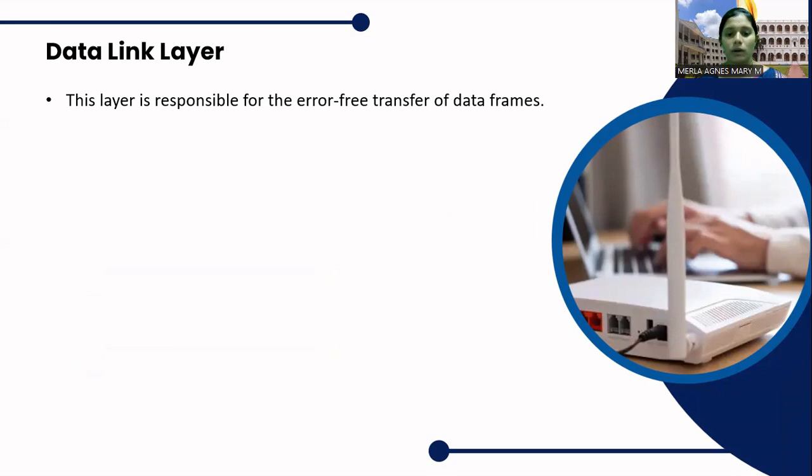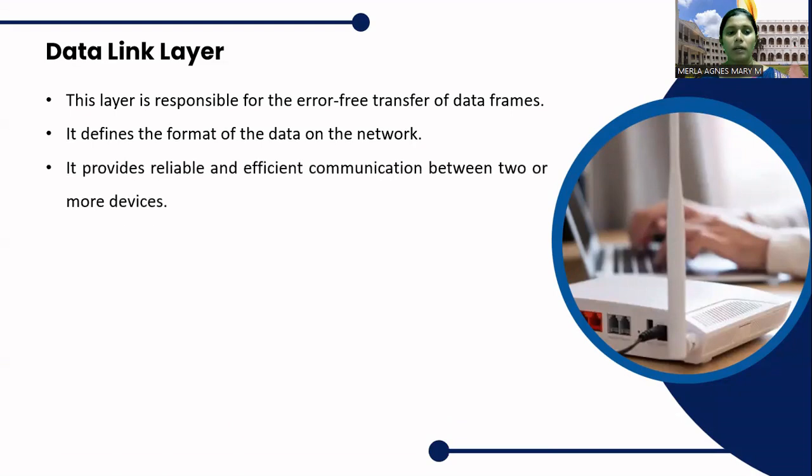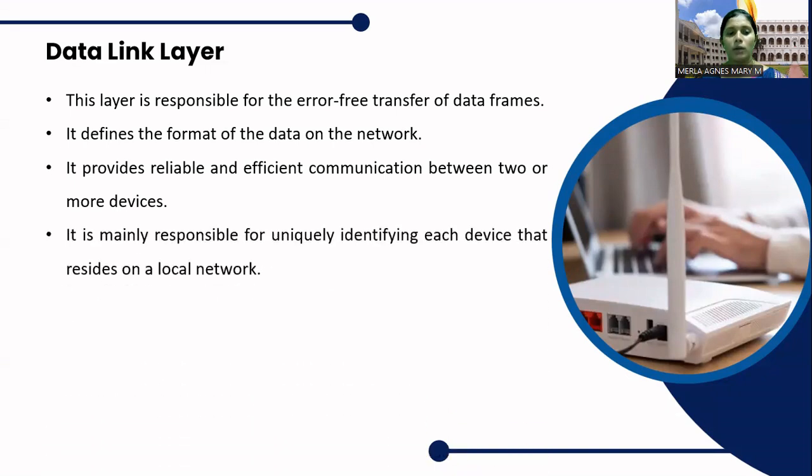Let's see how the data link layer works. It defines the format of the data on the network. It provides reliable and efficient communication between two or more devices. It is mainly for uniquely identifying each device. Based on the physical layer, it connects with the node, and in the data link layer, it identifies each system uniquely. And it contains two sublayers.